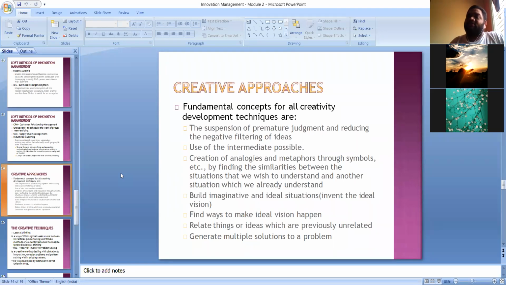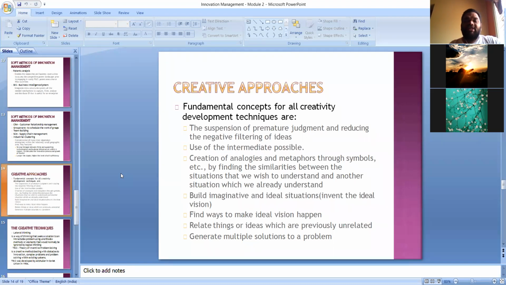The same way here also, in the creative approach, use intermediate people. Again, using intermediate people means not low level people. We have to use some experienced people. Why experienced people? Because they can correct and they can give better solutions.